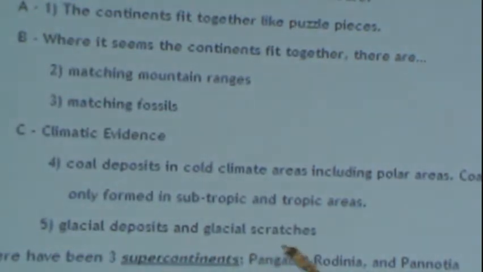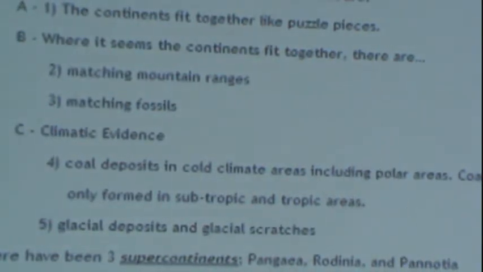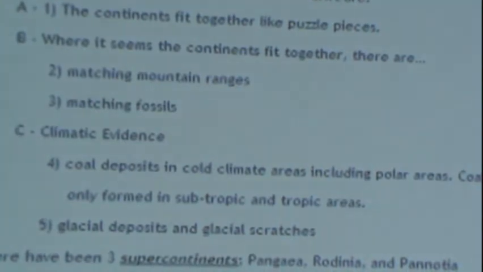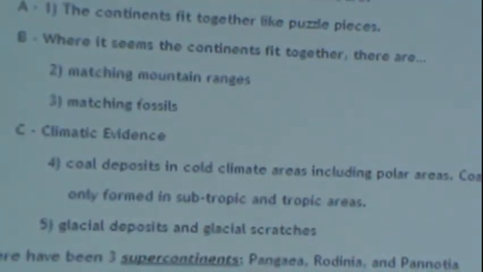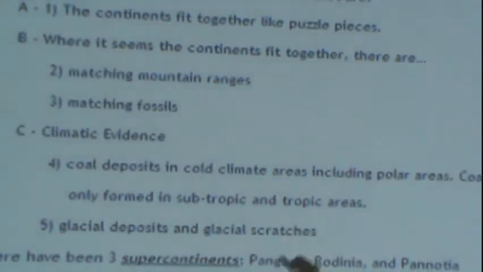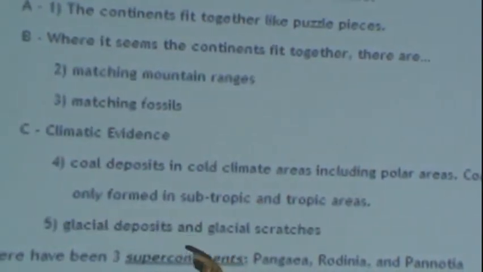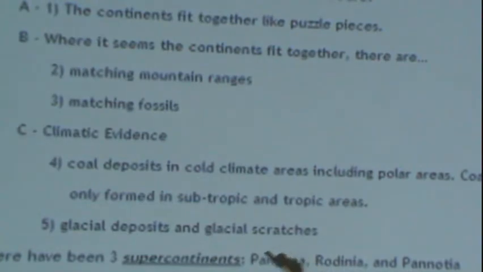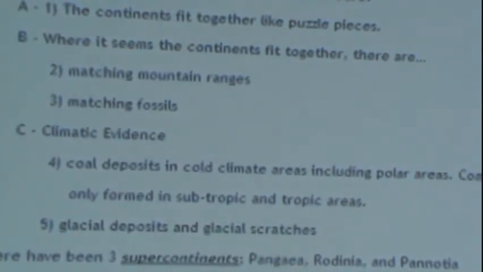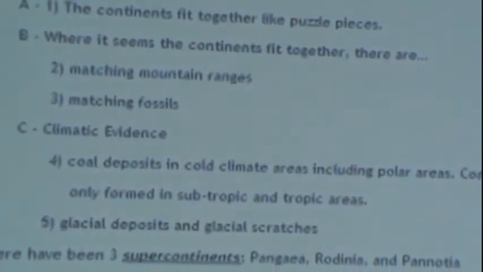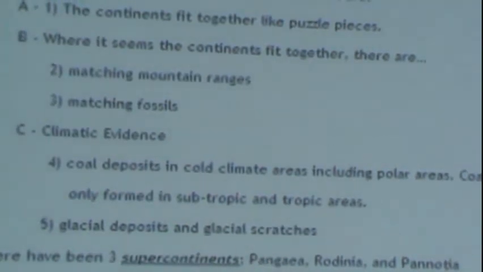Glacial deposits and glacial scratches are evidence that glaciers existed in parts of the world that you don't see any glaciers because it's too hot. Okay, but these continents used to be further away from the equator at one point, and the glaciers were able to appear and grow. And as they grow, they're moving along. Glaciers are moving along, and they're scratching up the rocks below, leaving scratches. And the scratches all go the same direction. They go the direction of the flow of the glacier.